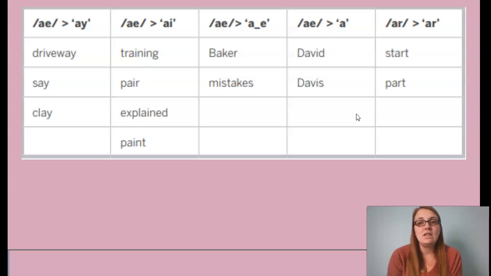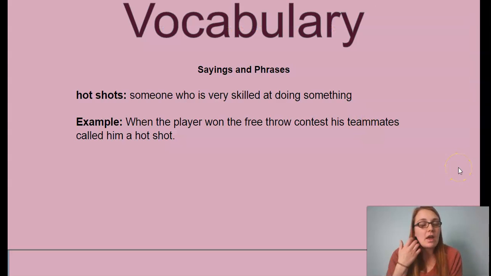Okay, in this story we're having all different A words like driveway, say, and clay, training, pear, explained, and paint, baker and mistakes, David and Davis, and then R words like start and part. Okay, vocabulary phrase you'll see today, hot shots. Someone who's very skilled at doing something. When the player won the free throw contest, his playmates called him a hot shot.